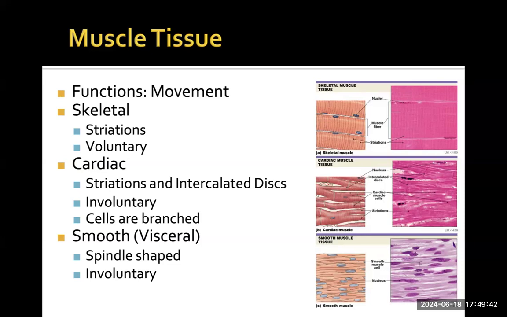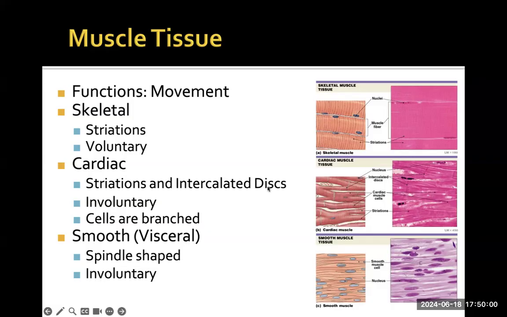And then the last one is smooth muscle. This is also going to be under involuntary control. It's going to have spindle-shaped cells, meaning it's going to be chunky in the center and it's going to taper off at the ends. And it's going to be found in places where you don't have to think about it being used.